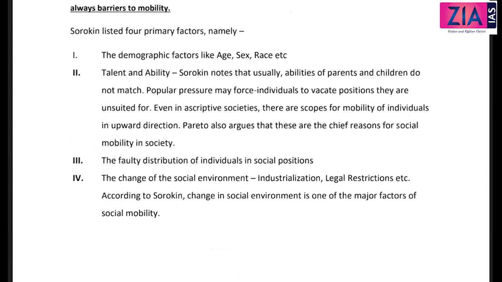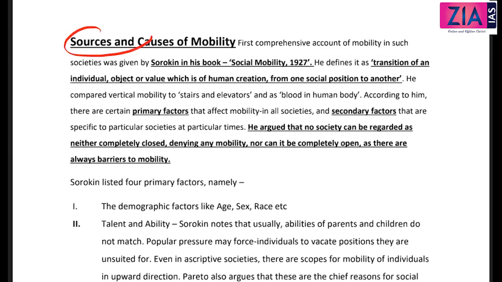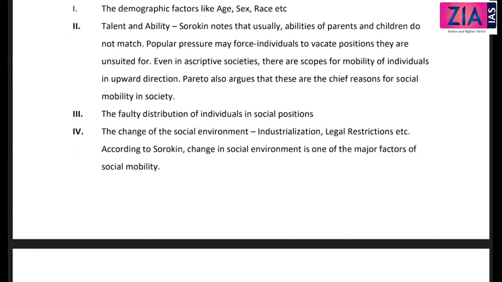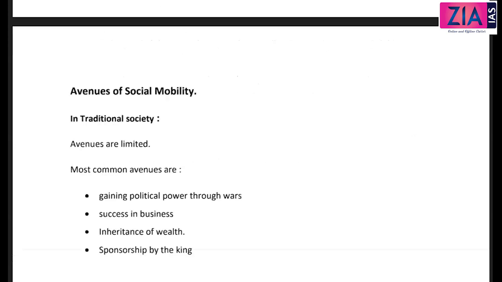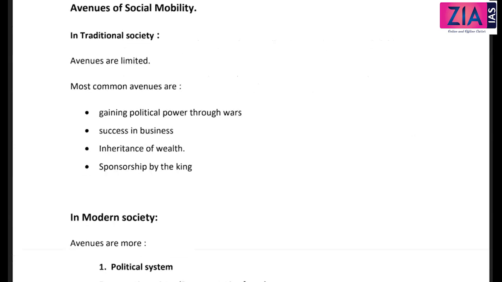Now, sources and causes of mobility. I'll give you this paragraph which I've given to you. You can read this. I have listed out all the elements here, like different factors, talent, ability, and all these things. I have given them here in bullet points. You can make it into your own paragraph, or you can just read from there also.